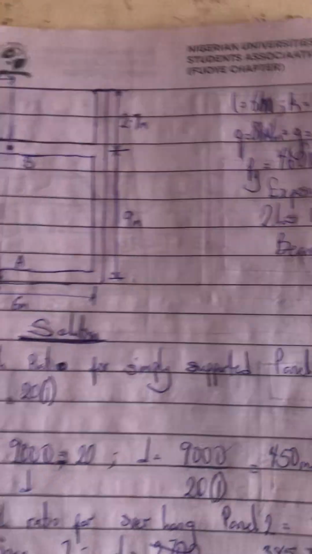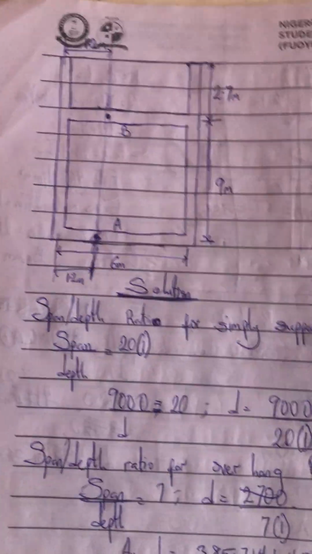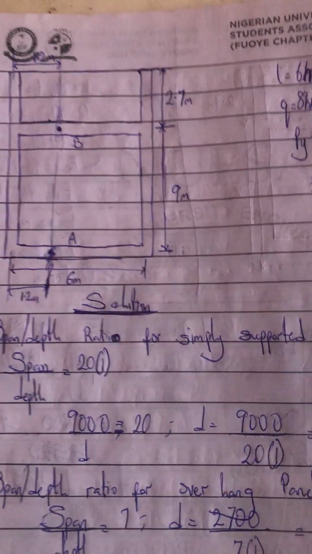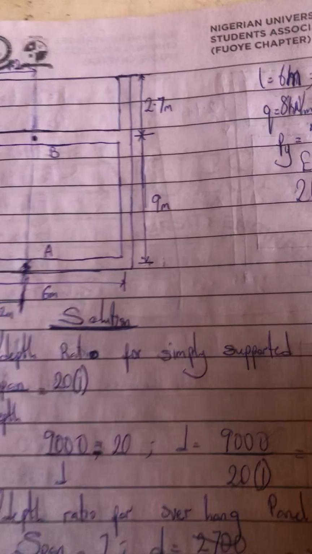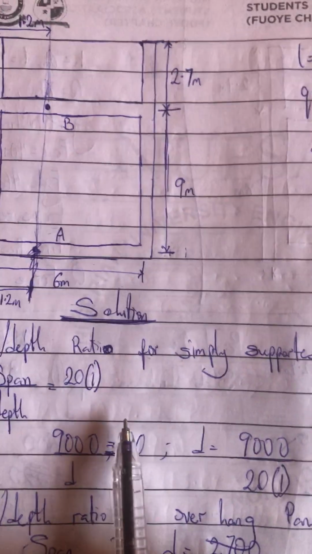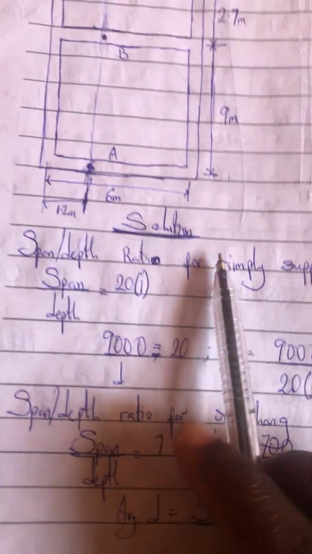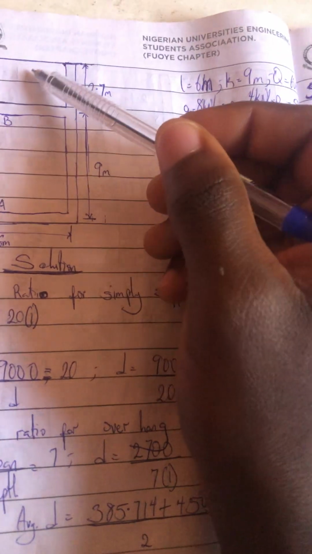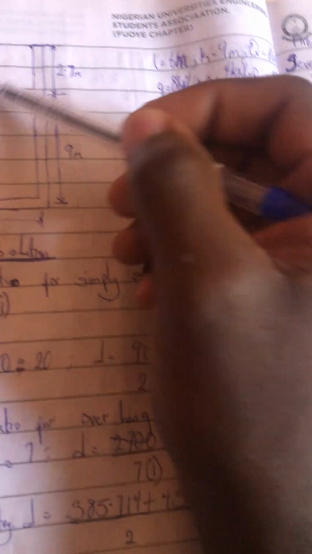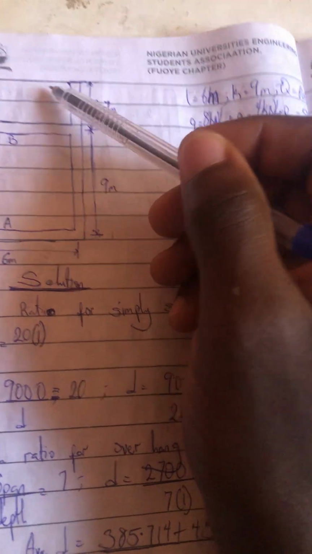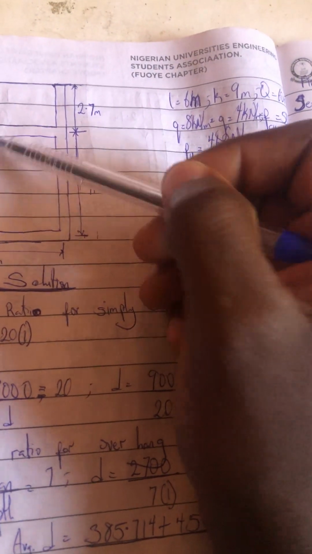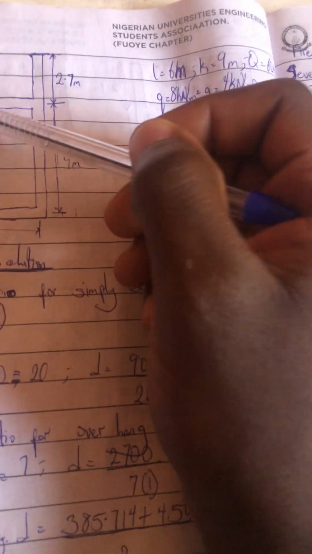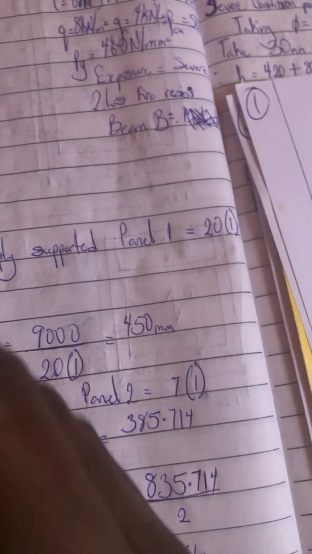But the first thing you're going to do is to get your thickness of slab, and there's a way to do that, which is the span depth ratio. For this case, we have a normal simply supported with an overhang. This overhang simply means cantilever on its own, and this simply supported is a simply supported beam, or slab. Yes, a simply supported slab. Sorry.